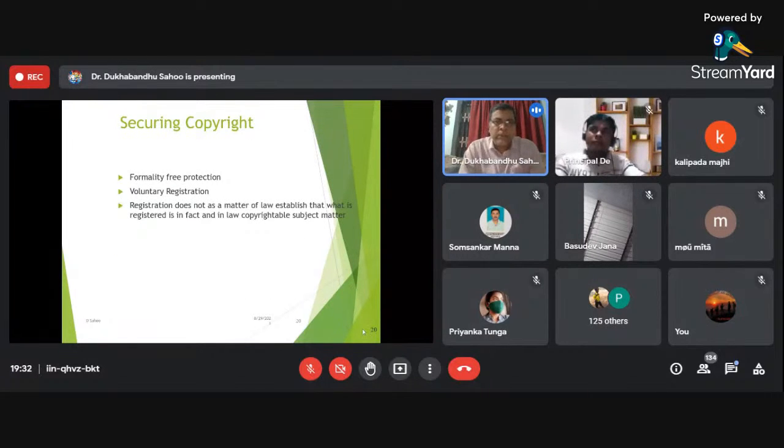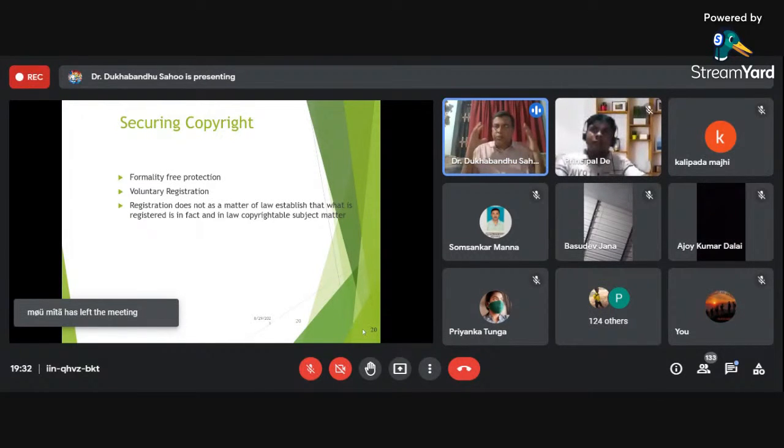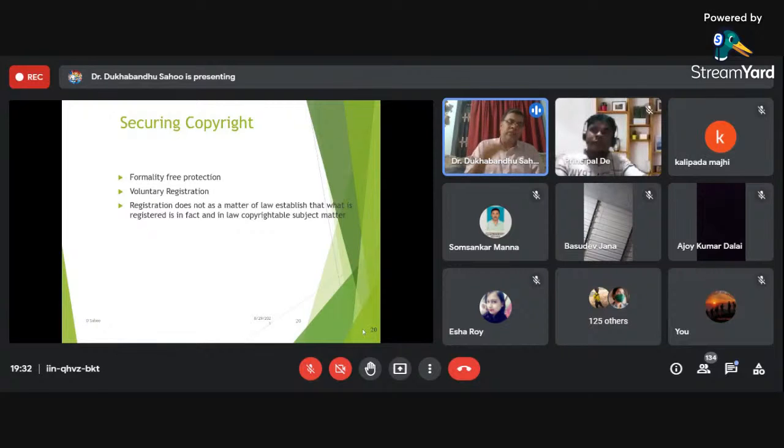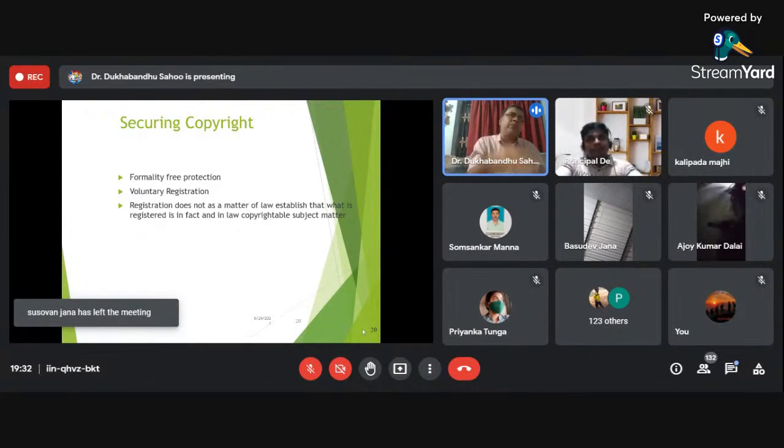Then how do we secure this copyright? We apply for registration of the copyright, though it is not necessarily mandatory. At times it may give you profit, but it is sometimes a voluntary registration. Voluntarily, I register that this is my idea, so this is my copyright.